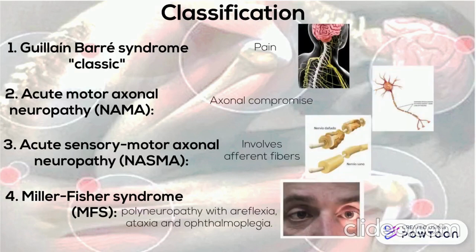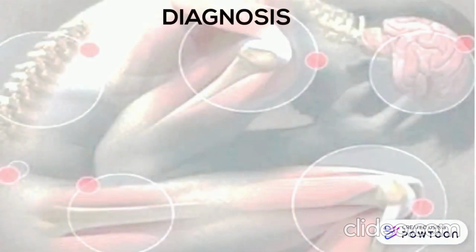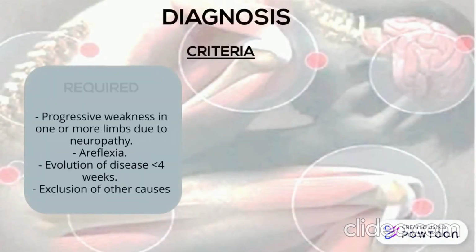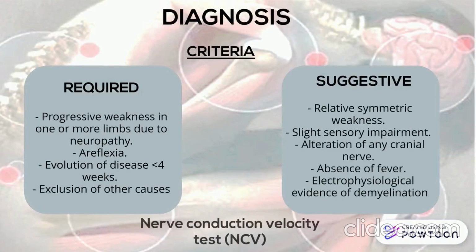Miller-Fisher syndrome, MFS, considered the most common variant of Guillain-Barré syndrome, is characterized by the acute presentation of polyneuropathy with areflexia, ataxia and ophthalmoplegia. It can be difficult to diagnose Guillain-Barré syndrome in its early stages, since several disorders have similar symptoms, so doctors must examine and question patients and their families before making the diagnosis.